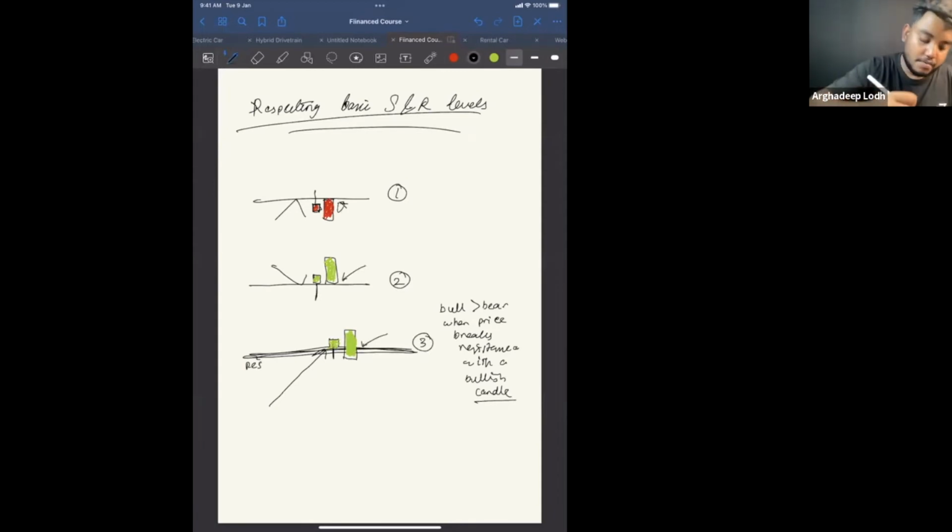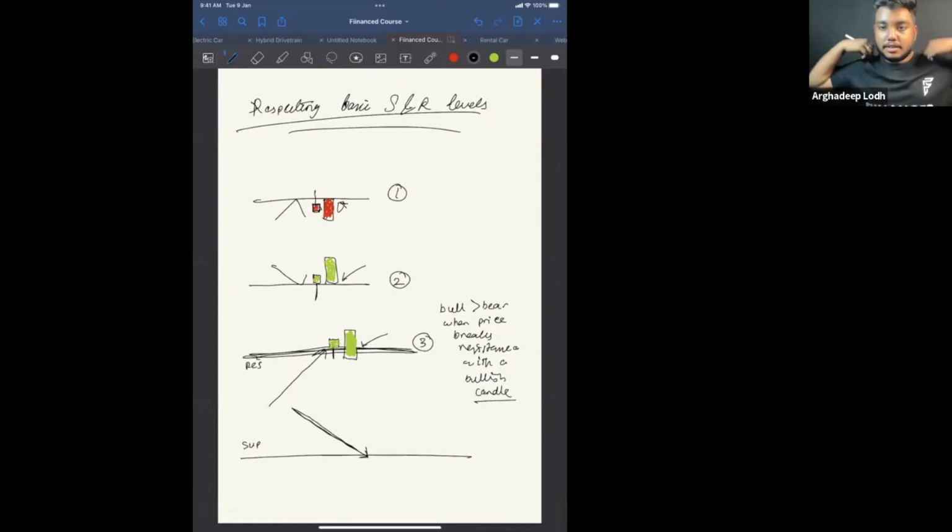ठीक है? Now let's look at, let's understand all the scenarios. कैसे how can we enter? चलिए मैं आज भी पूरा डीप में जा रहा हूँ। ठीक है ना? Let's analyze all the scenarios, all possibilities. Suppose यहाँ पे सपोर्ट है, प्राइस नीचे आ रहा है, the price is coming down, प्राइस इसको तोड़ दिया, ठीक है? प्राइस इसको तोड़ दिया.